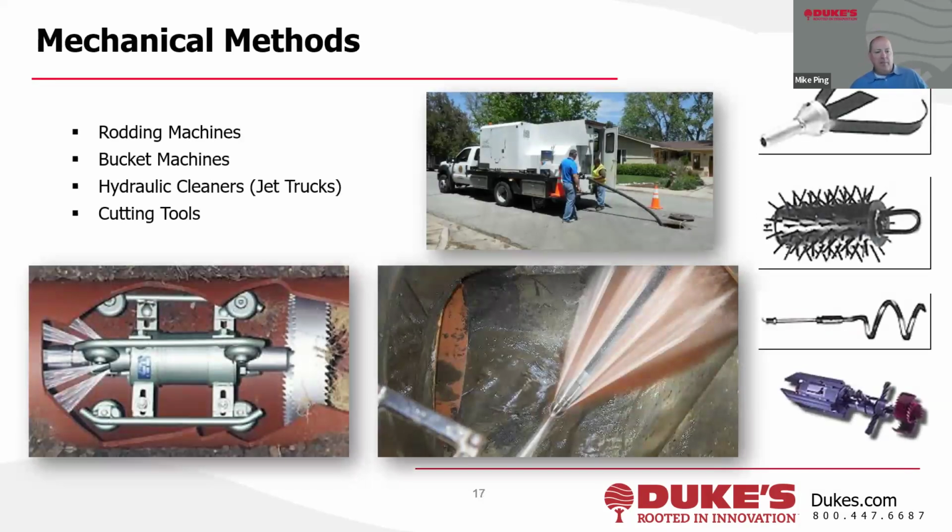And probably many people here have experience with mechanical methods, those being rodding machines, bucket machines, and then hydraulic cleaners, probably the most prevalent. That being, I've listed here jet truck, but it could be a combo truck, or commonly people use the term vac truck that also has a jetter system on it, so a combination vehicle of some sort. And then the cutting tools that attach to the jetter system, whatever it is, it could be a trailer type setup.